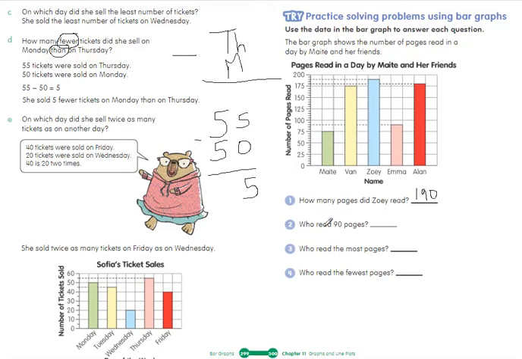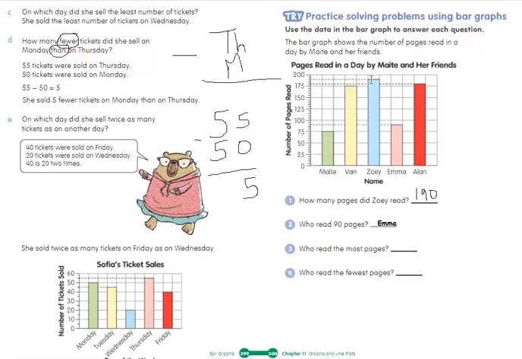Who read 90 pages? So if I go to 100 and I know it's counting by 5s, these little dashes, I'm going to go back 2 dashes to get to 90. So that would be 10. So it would be 95, 90. If I go across, I get Emma. So Emma was the one who read 90 pages.